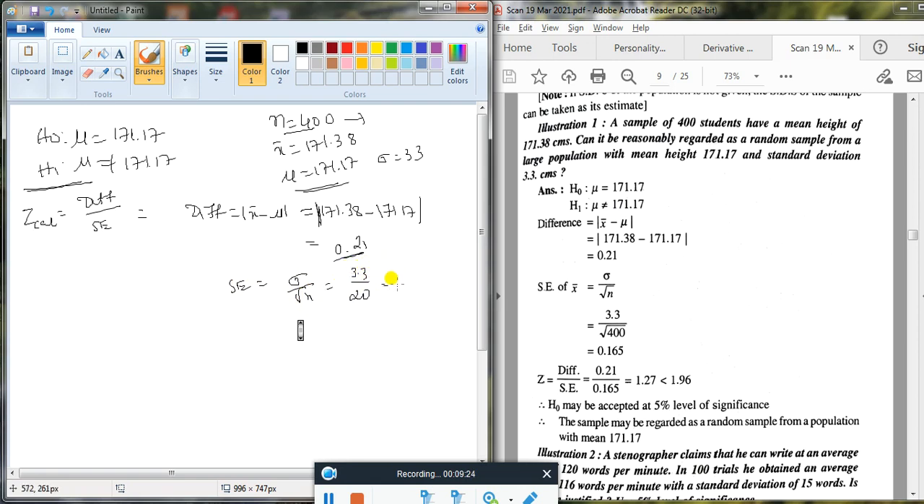So 3.3 divided by 20, is it 0.165? Obviously. Now you may apply these two values in the formula, 0.21 divided by 0.165. So whatever answer you are getting, according to the textbook, it is 1.27. So once you derive the value, you have to compare it with the table value. Now let us define the table value.